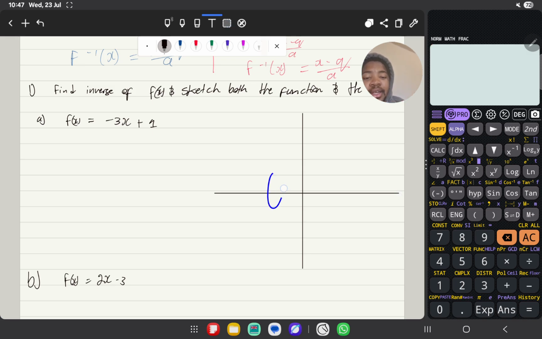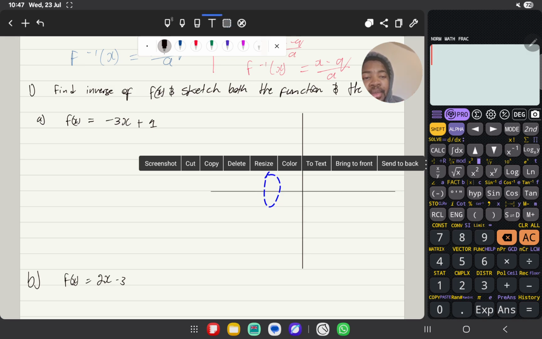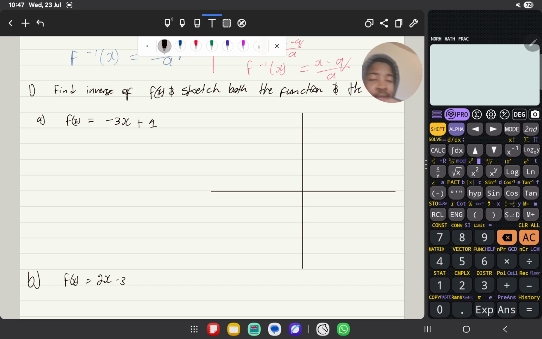We need to plot, or sketch, both of these functions, the original and the inverse. I'm going to start plotting the original first. For linear functions, I think this works for all functions, you just look for your intercepts.